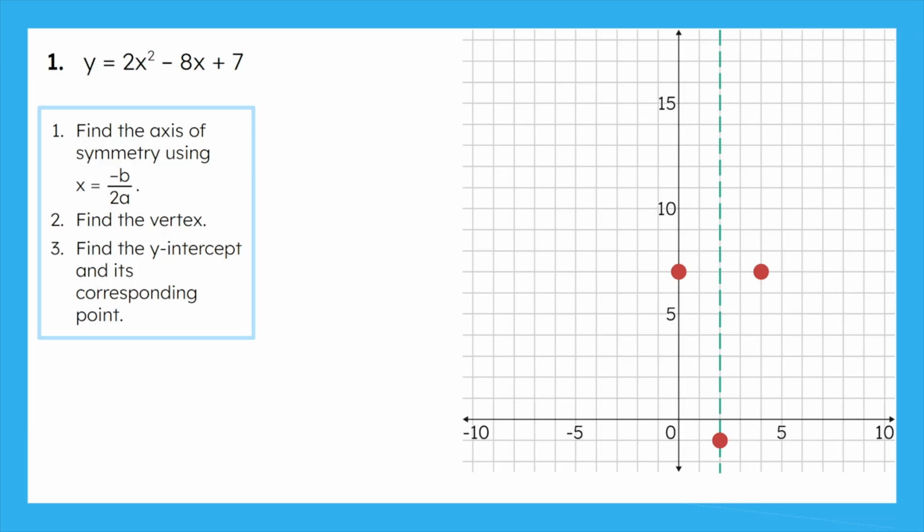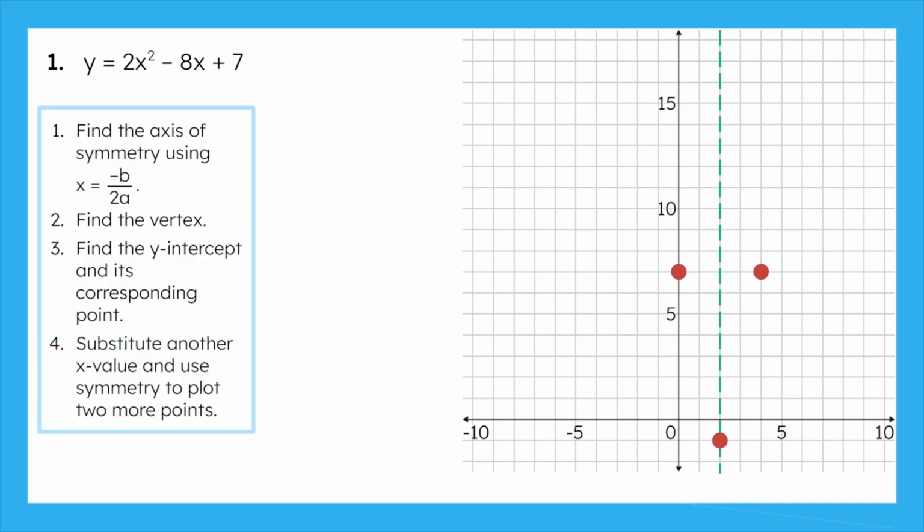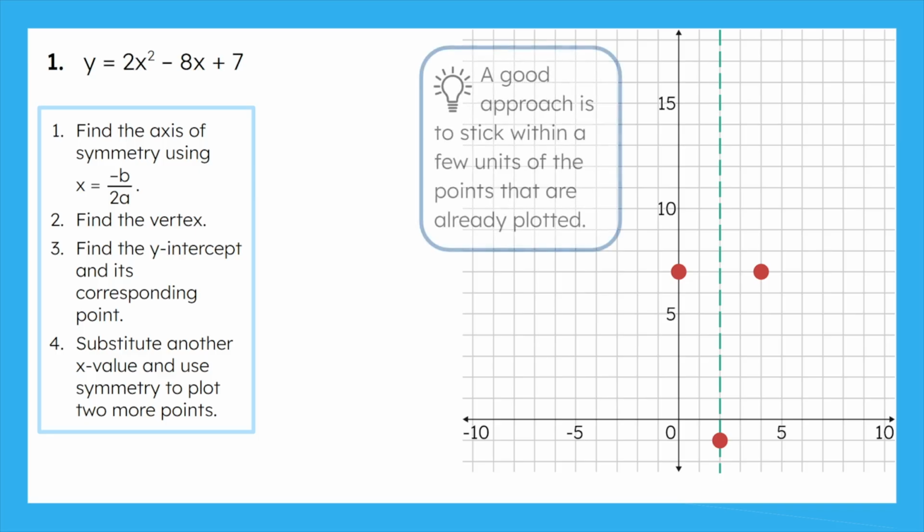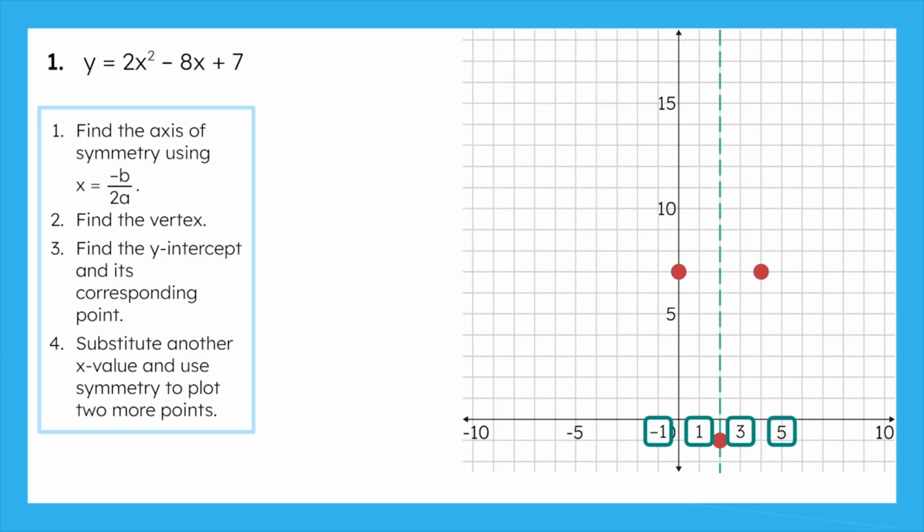Not quite. Remember, 5 points is best in order to make sure our shape is more accurate. So our last step is to substitute another x value and use symmetry to plot 2 more points. You can use any x value you want, but a good approach is to stick within a few units of the points that are already plotted. That means x values like -1, +1, 3, or 5 would all be good choices here.